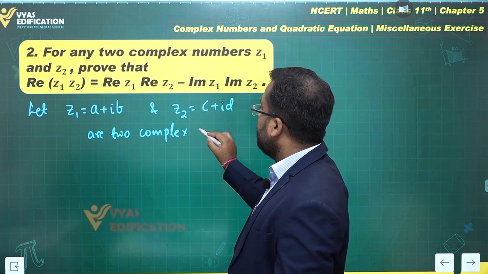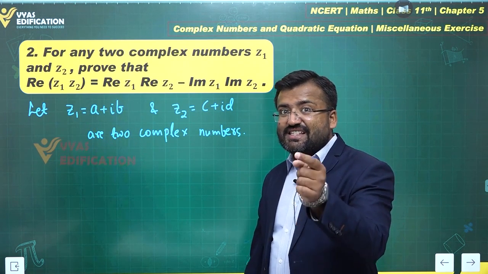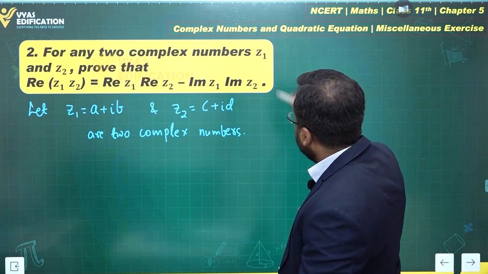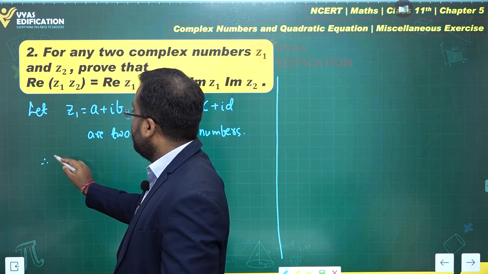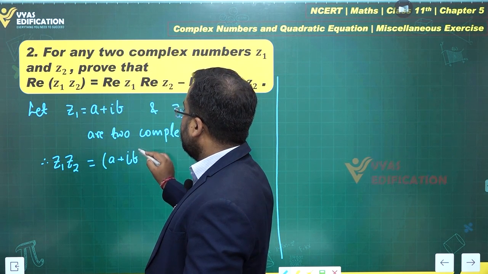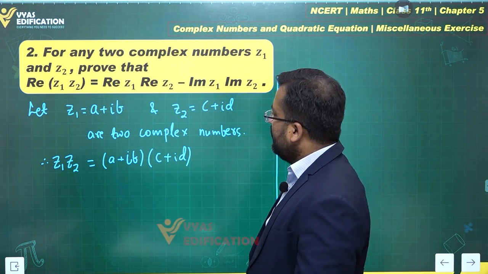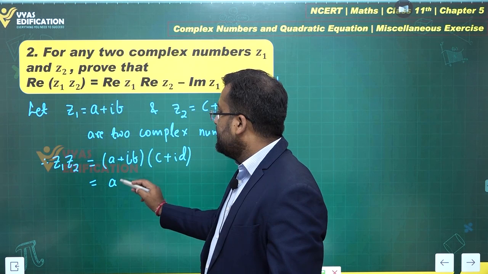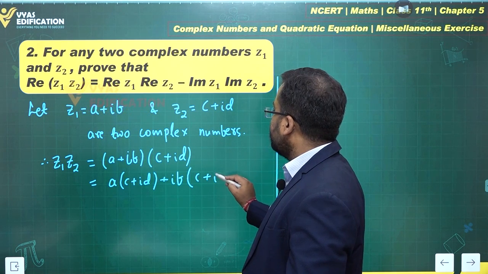Let z1 and z2 be two complex numbers. What I'll begin with is finding the real part of the product z1 z2, that is important. So let's find the product of z1 z2 first. Therefore, the z1 z2 product is actually a plus ib times c plus id. That's pretty simple. Let's multiply them together and apply the distributive law: a gets multiplied with c plus id, plus ib gets multiplied with c plus id.